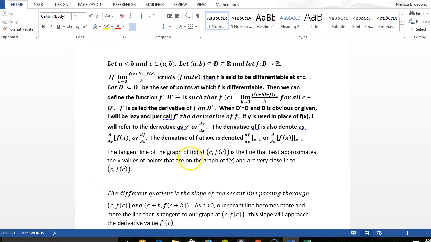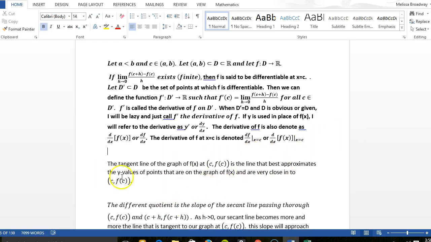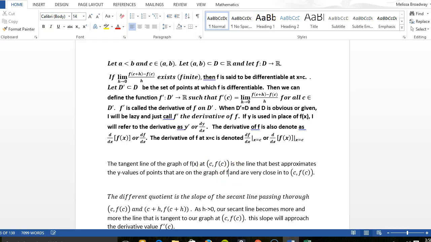So the tangent line of the graph of f of x at c, f of c, and I really for neatness ought to do that, is the line that best approximates the y values of points that are on the graph of f, I really should say the graph of f, and are very close to c, f of c.